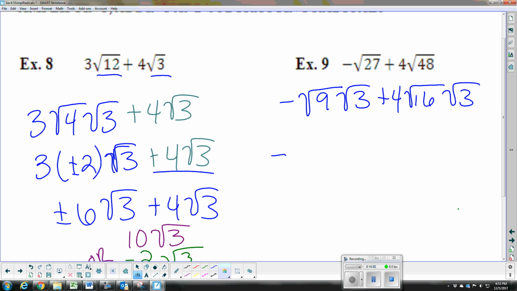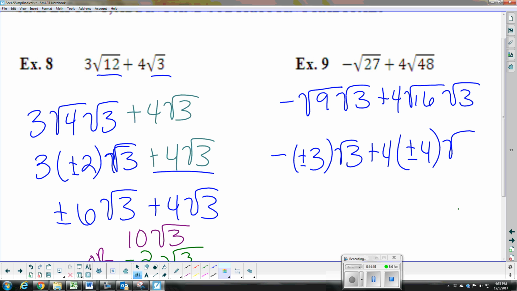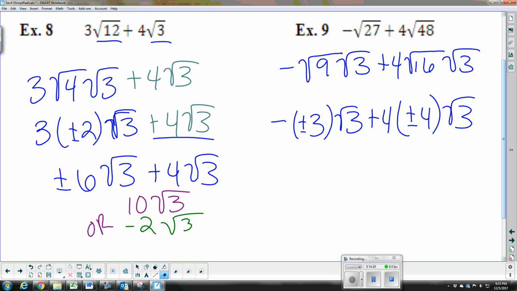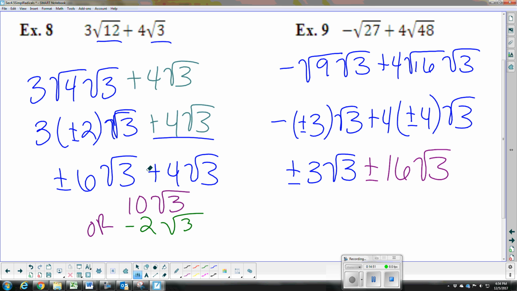All right, so negative square root of 9, just plus or minus 3 times the square root of 3, plus 4 times the square root of 16, just plus or minus 4 times the square root of 3. Since we've simplified 2 radicals, we're going to end up with 4 answers, because we have plus or minus 3 times the square root of 3 and plus or minus 4 times 4 times the square root of 3. If we simplify this a little bit more, we got plus or minus 3 times the square root of 3, plus or minus 4 times 4, 16 times the square root of 3.